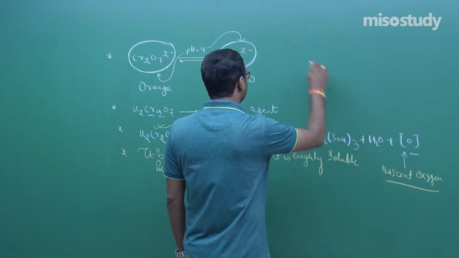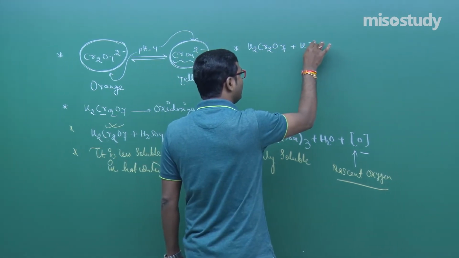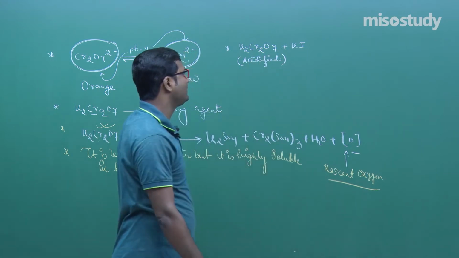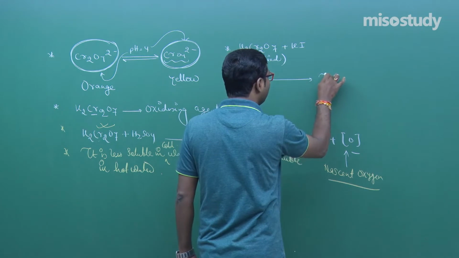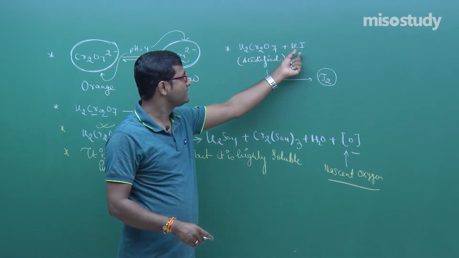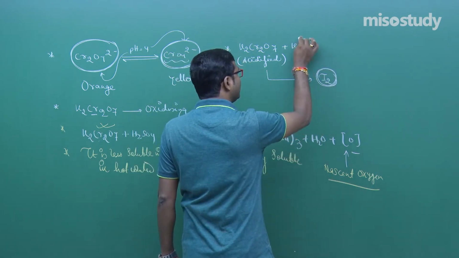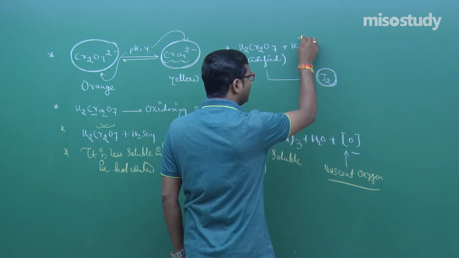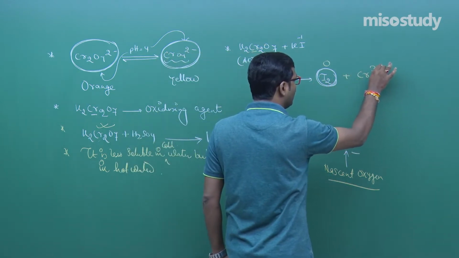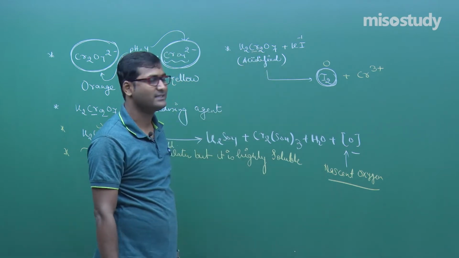Now how it acts as a strong oxidizing agent, listen carefully. When K2Cr2O7 is treated with acidified KI solution, it converts KI into I2, my friend. That is, the oxidation state of I, which is -1, is converted to 0, and K2Cr2O7 is converted so that chromium is in +3 oxidation state. Now if the oxidation state increases, that means it is acting as an oxidizing agent, my friend.